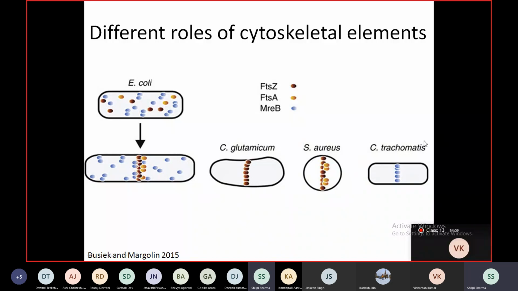So Chlamydia trachomatis lacks both FtsZ and FtsA. In fact, here MreB has a role to play in cytokinesis. So this is just to show you that there's a range in the kind of skeletal elements which are involved in cytokinesis. So this was about the division of one cell.